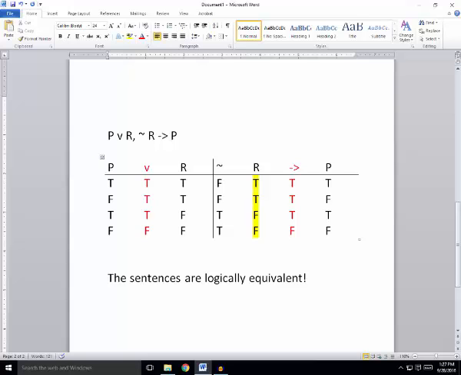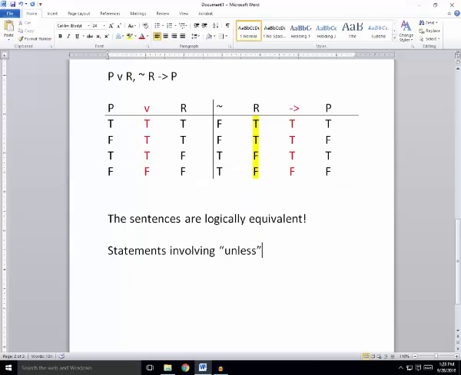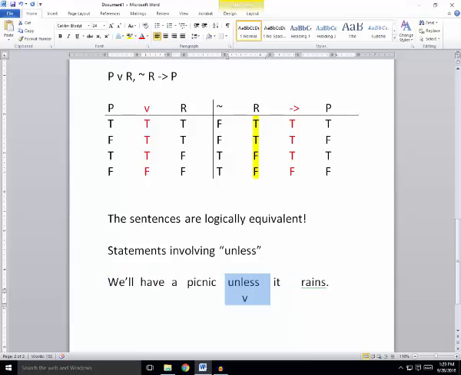Now, this relates to something from 6.1 as well, when we were symbolizing statements involving unless, which when we're building up our system, we didn't necessarily plan to be able to represent, but it turned out that we could. And you may have been puzzled when the book told you you can just take the word unless and replace it with wedge. So if you have a statement like, we'll have a picnic unless it rains, the book tells you to replace unless with wedge. And I always thought that was kind of strange. We'll have a picnic unless it rains is represented by P wedge R.